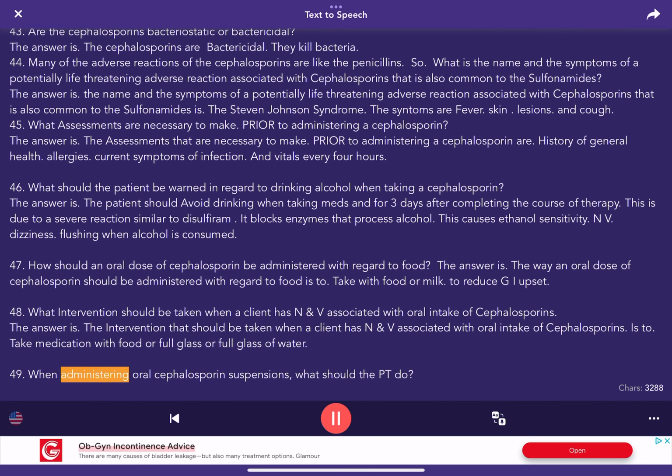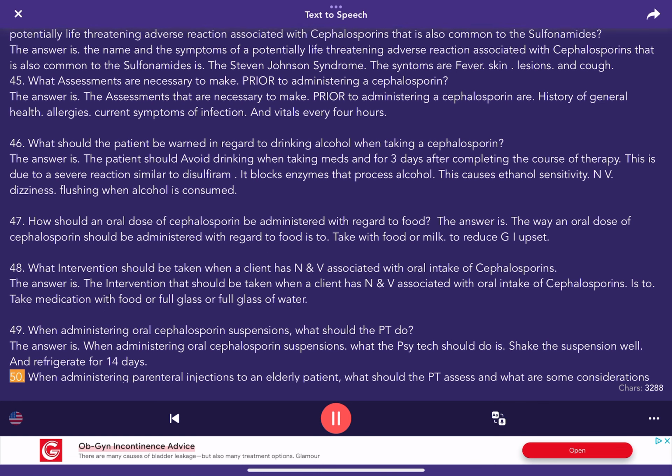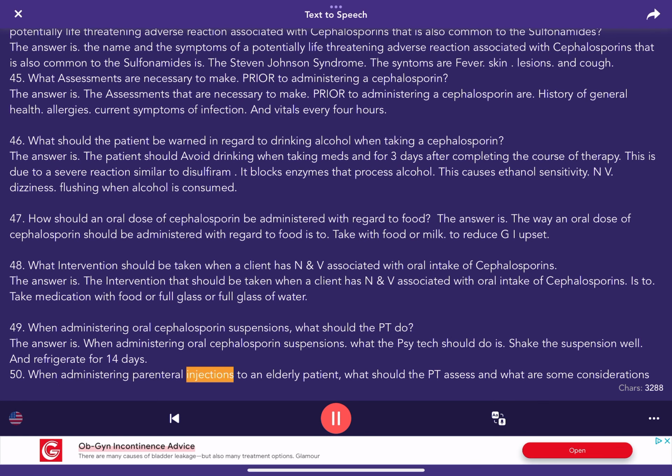49. When administering oral cephalosporin suspensions, what should the PT do? The answer is, when administering oral cephalosporin suspensions, what the PT should do is shake the suspension well and refrigerate for 14 days.